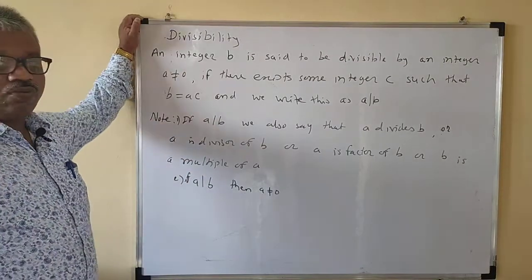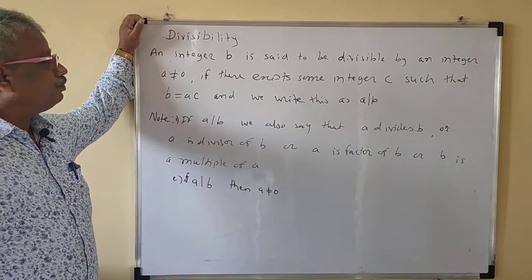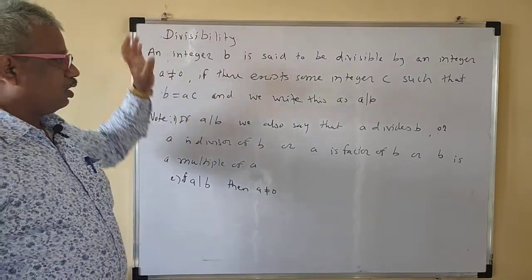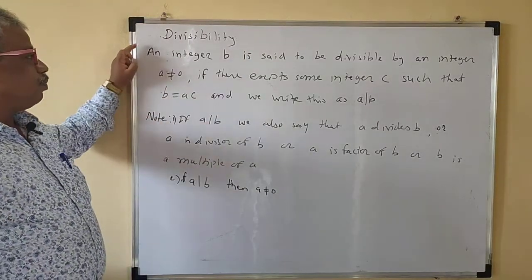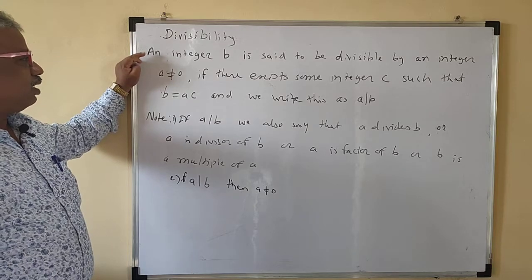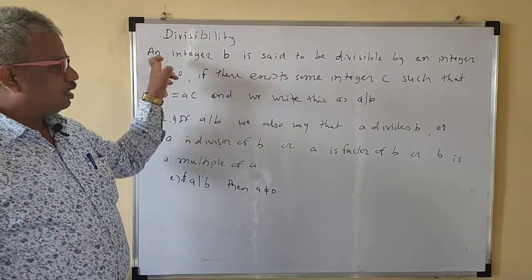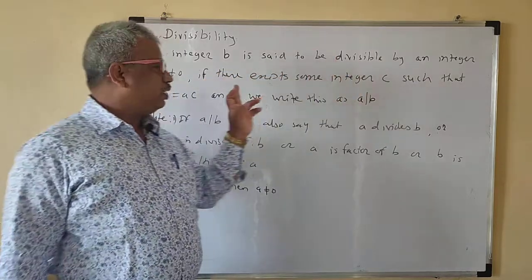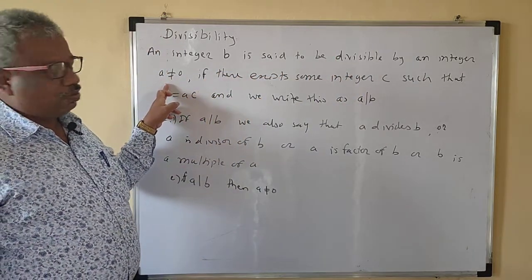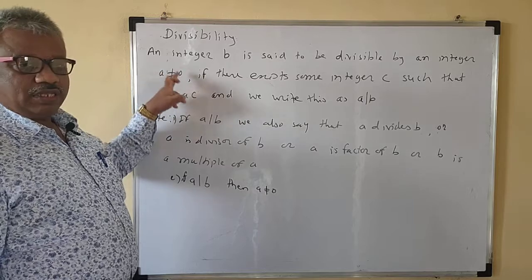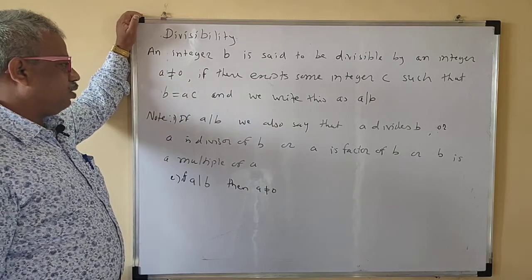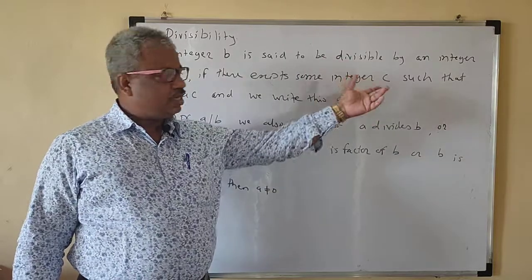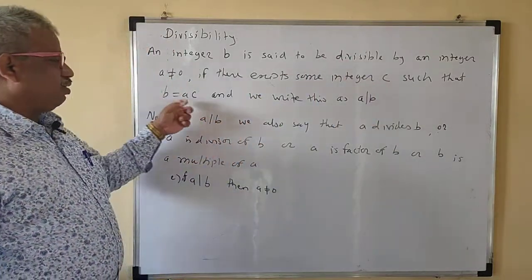Today we will see what we mean by divisibility. Divisibility is about integers. Suppose b is an integer. This is the definition: an integer b is said to be divisible by an integer a, where a is not equal to 0. This is in the definition. It is provided that there exists an integer c such that b is equal to ac.